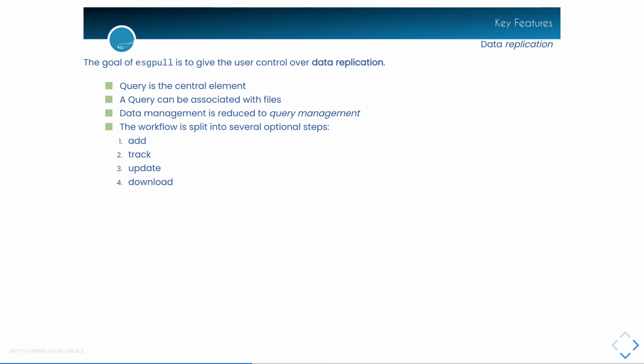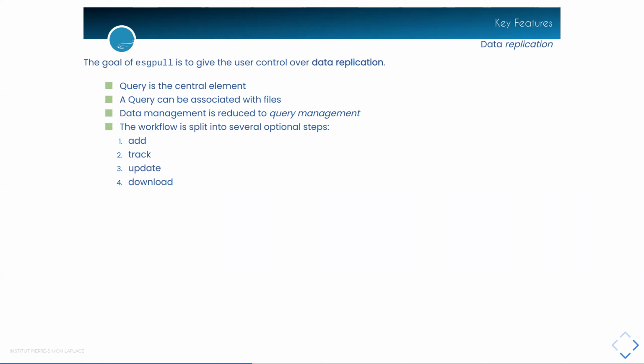And to give more control as well, the workflow, which in Cinder used to be just install download, is now split into more steps. That's 4 steps actually, which are incremental. So to go to the next step, you have to go through the previous one. The first step is add. That's when you save a query to the database, which only saves it to the database, does not download anything, no metadata.